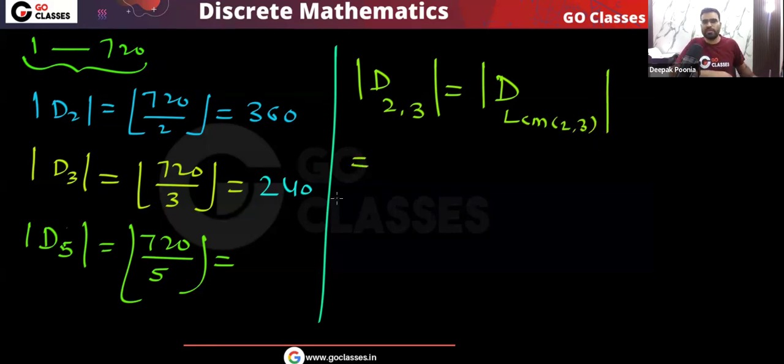The LCM of two prime numbers is just the multiplication of those. Very simple. LCM of 2, 3 is 6. So how many are divisible by 6? That will be equal to 720 divided by 6, floor.